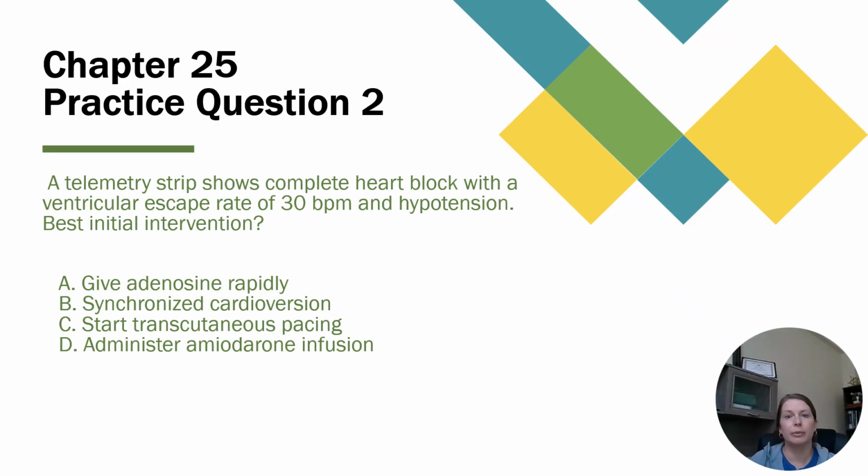Alrighty, a telestrip shows complete heart block with a ventricular escape rhythm of 30. We didn't talk too much about heart blocks, but we see that our heart rate is at 30. Knowing it's a complete heart block, we know that we can't sustain this, so I would start transcutaneous pacing.